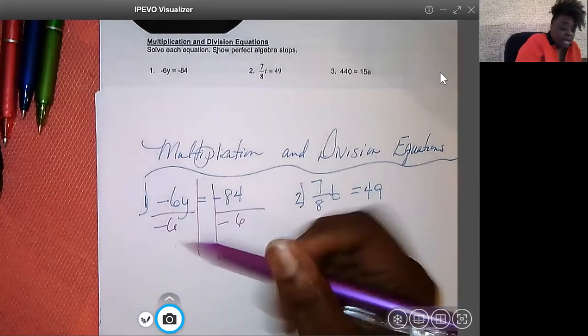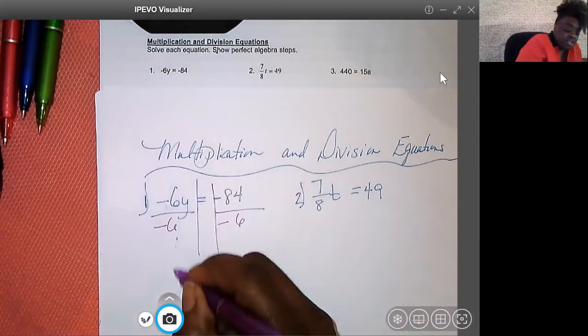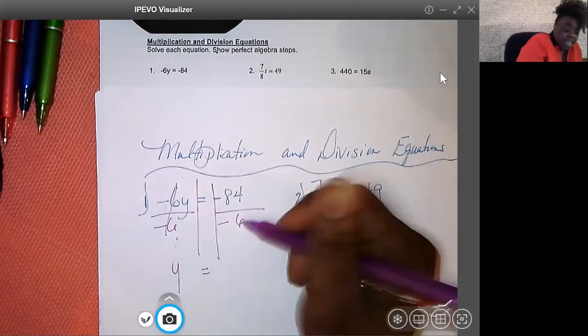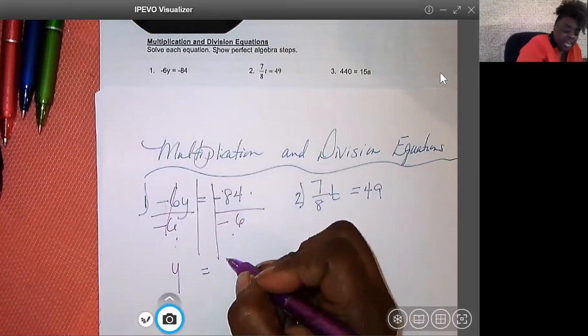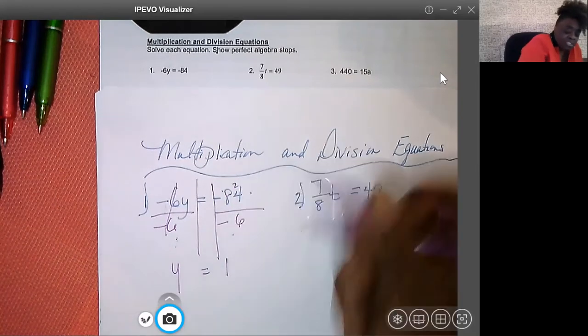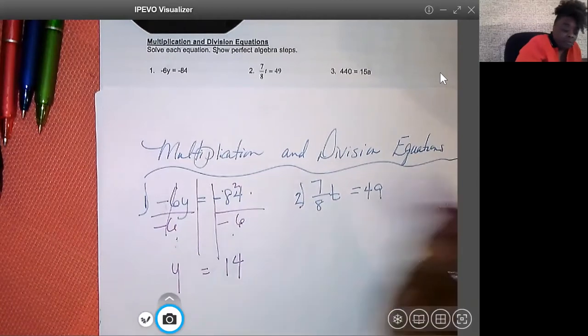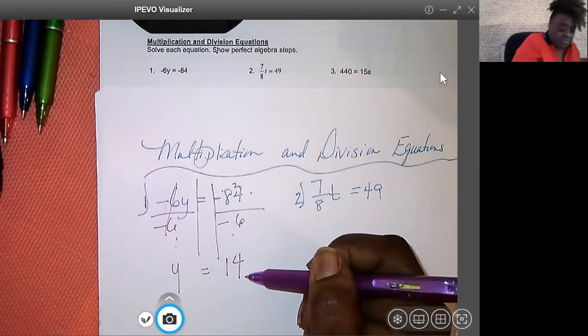So negative 6 divided by negative 6 gives us y, because it's 1. And then we have negative 84 divided by negative 6. 6 going into 8 one time with 2 left over. Then 6 goes into 24 4 times, which gives us a y of positive 14.